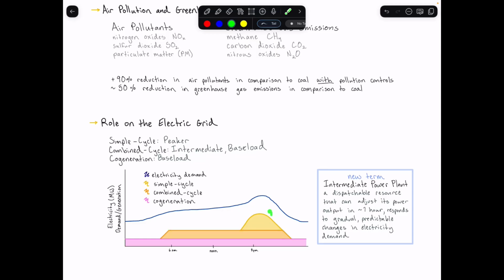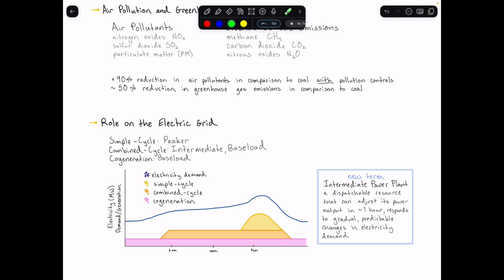And then finally, simple cycle plants, because they can respond pretty quickly, but they're the most expensive out of the 3 natural gas power plants, will respond to just this uptick in electricity demand in the afternoon and maybe only operate over the course of 3 or 4 hours, if not less.